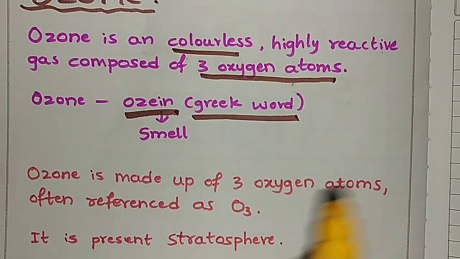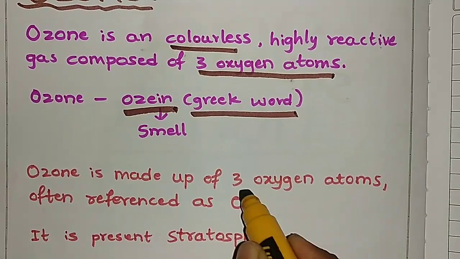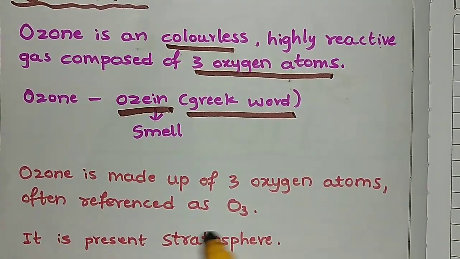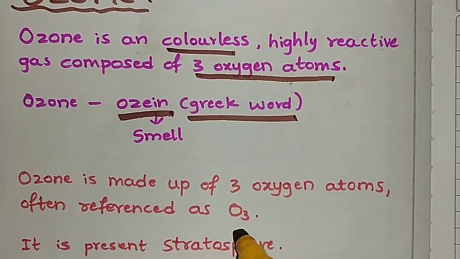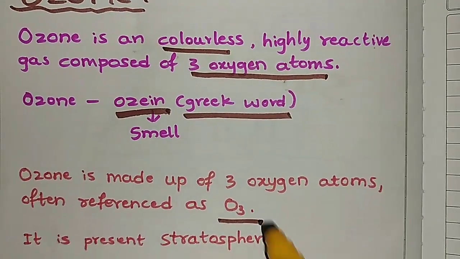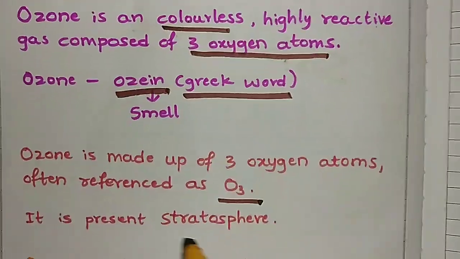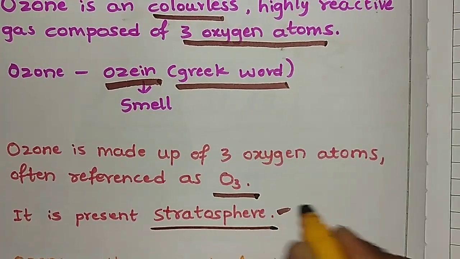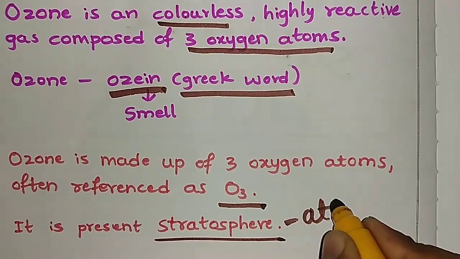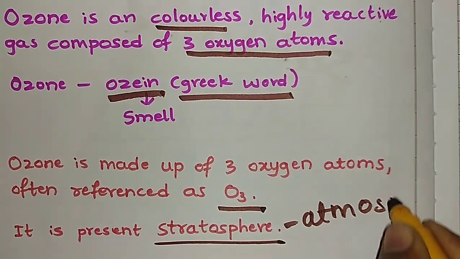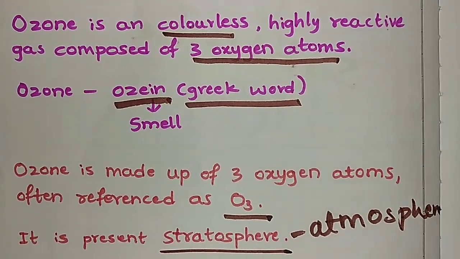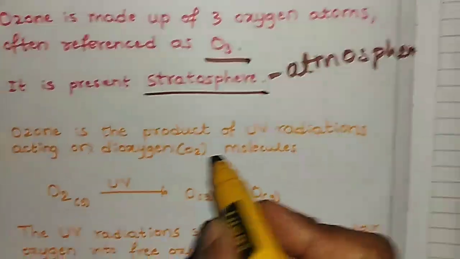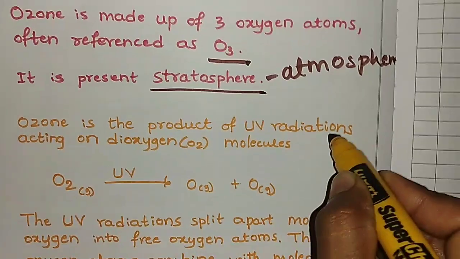Ozone is made up of 3 oxygen atoms, as we have discussed. It is often referenced as O3, and it is present in the stratosphere, the second layer of the atmosphere. Do you know which is the first layer? Please comment that.